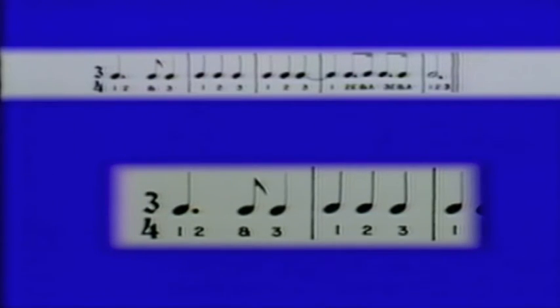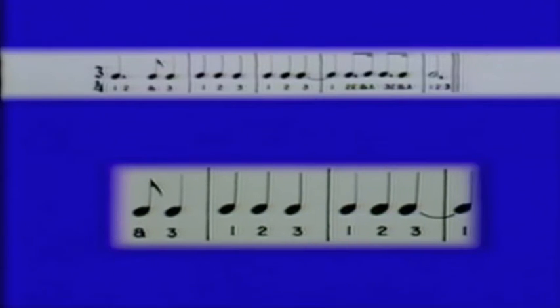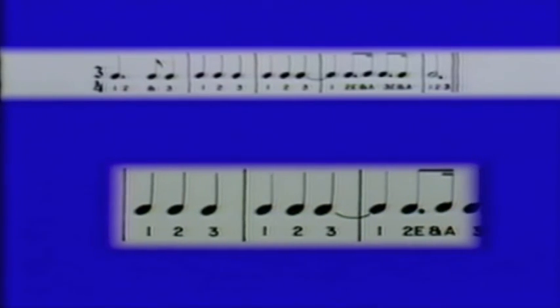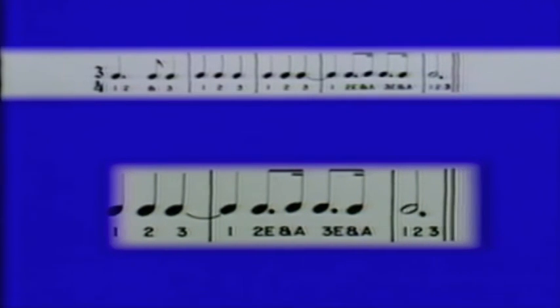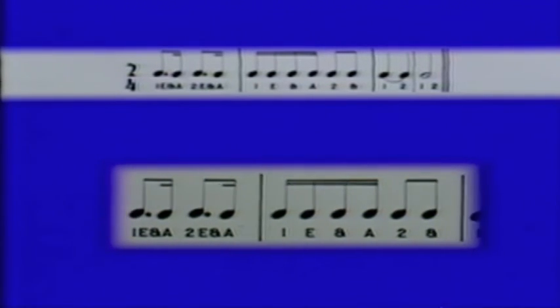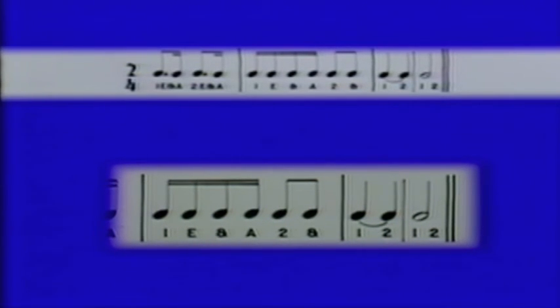1, 2, 3. 1, 2, and 3. 1, 2, 3. 1, 2, 3. 1, 2, a 3, a 1, 2, 3. The last example is in 2/4 time. 1, 2. 1, a 2, a 1 E and a 2, and 1, 2, 1, 2.